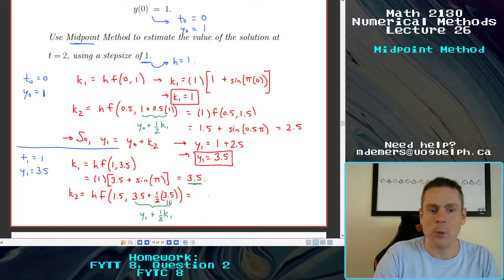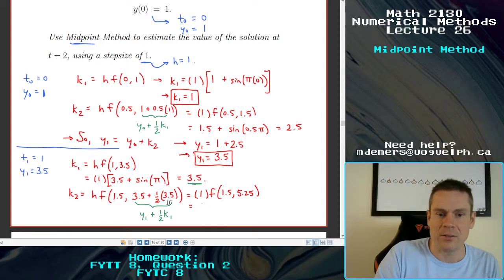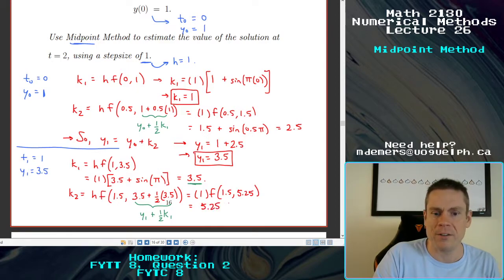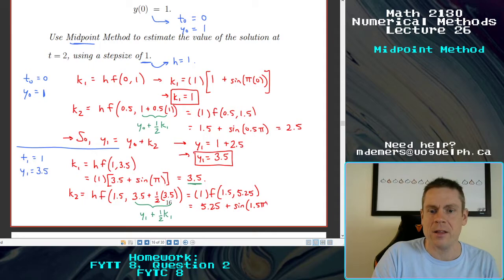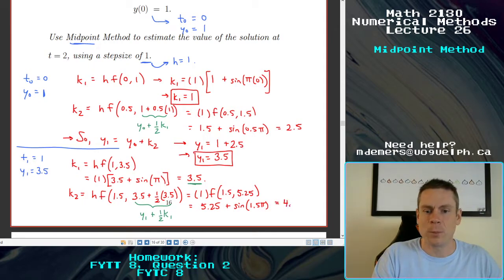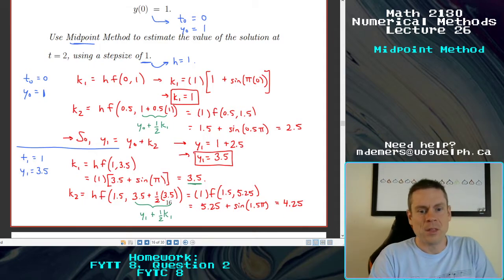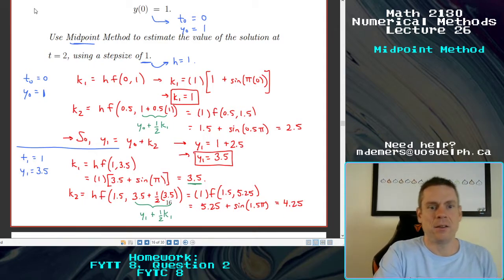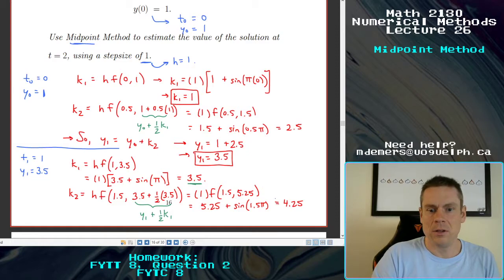So, and the h is still 1. So we get 1 times f of 1.5, 5.25. And this is going to give us 5.25 plus the sine of 1.5 pi. That's 3 pi over 2, which is negative 1. So I think we end up with 4.25. Then finally, so that's our k2.